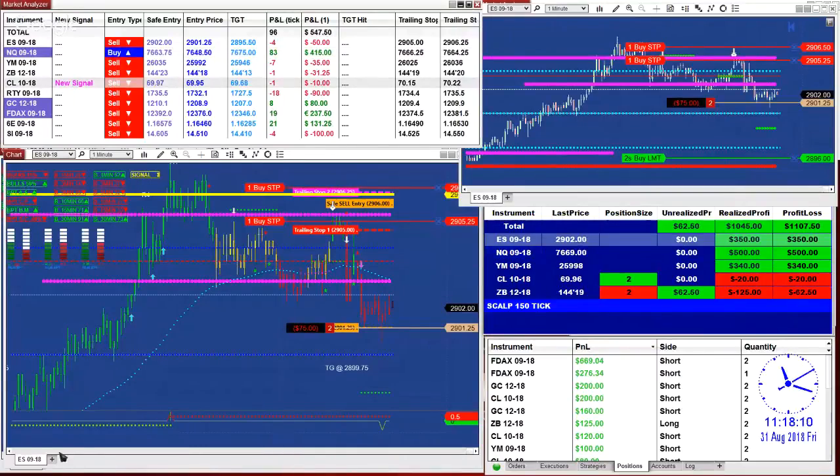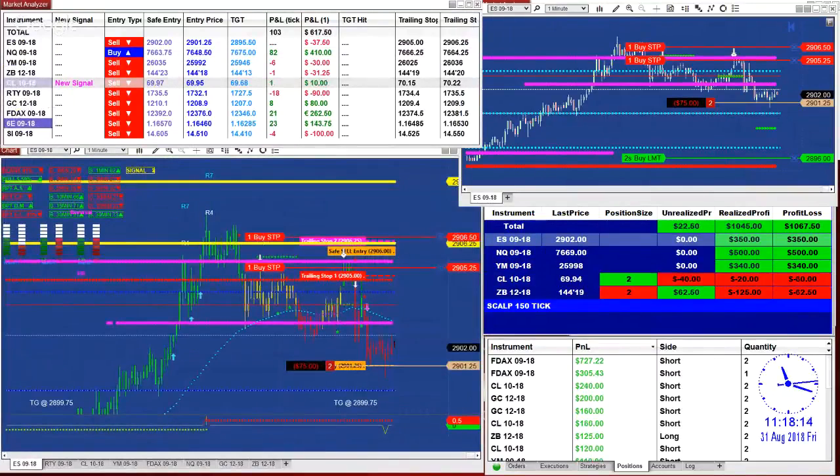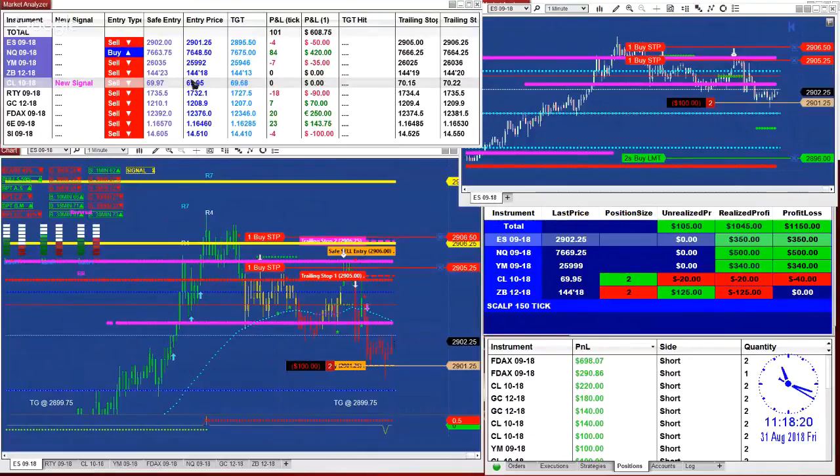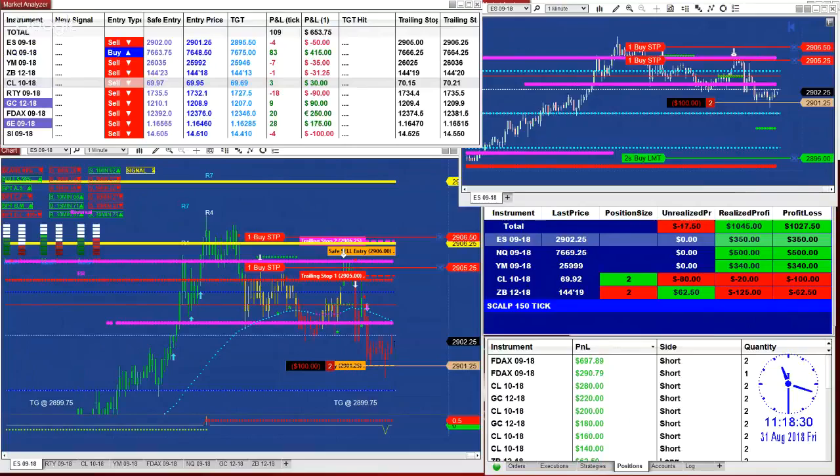A new signal on the CL. Let me see what's going on. The new signal on the CL is entry 69.95, target 68, 69, 68. So let's see what will happen on the CL.